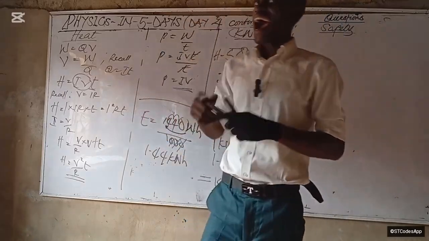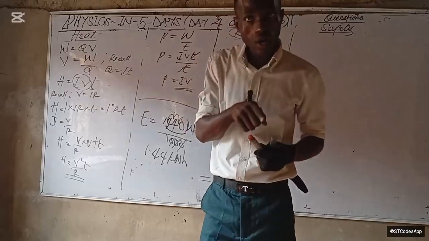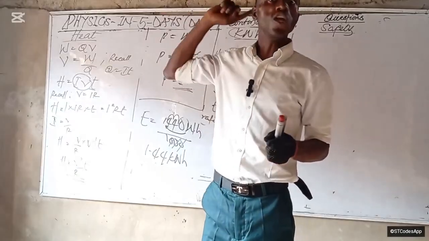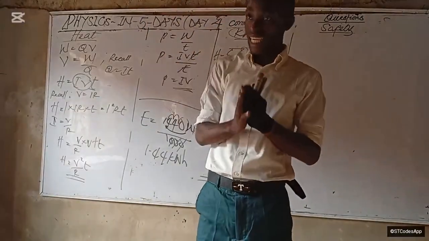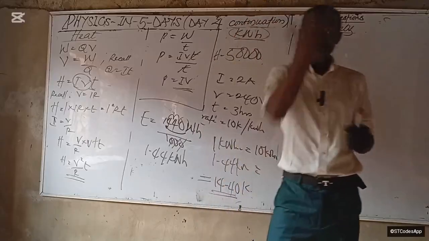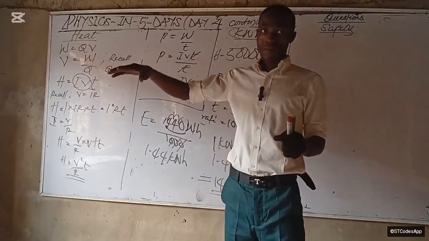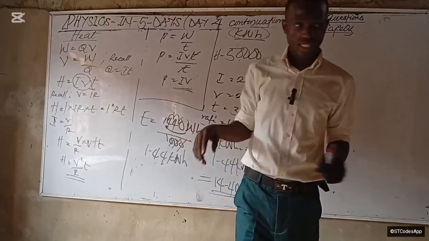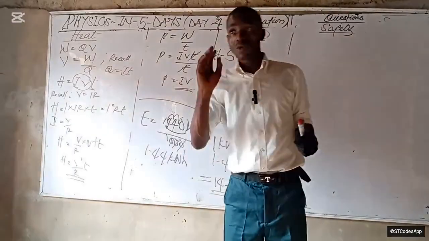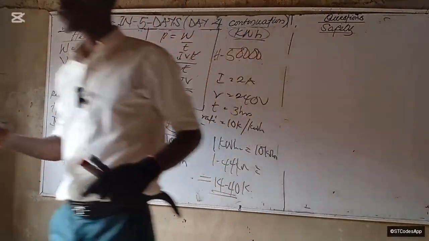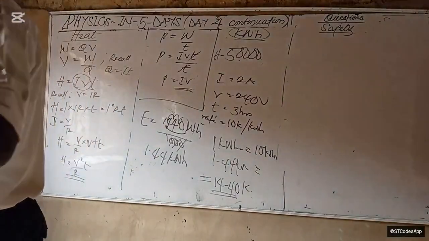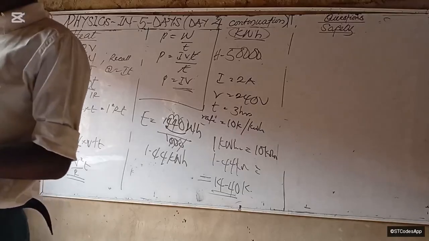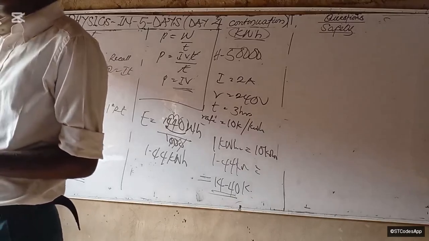Now we have the safety devices. We have a number of safety devices, such as the circuit breaker. Safety devices are basically the devices that help to prevent electrical hazards. Those are the safety devices that we have in electricity.